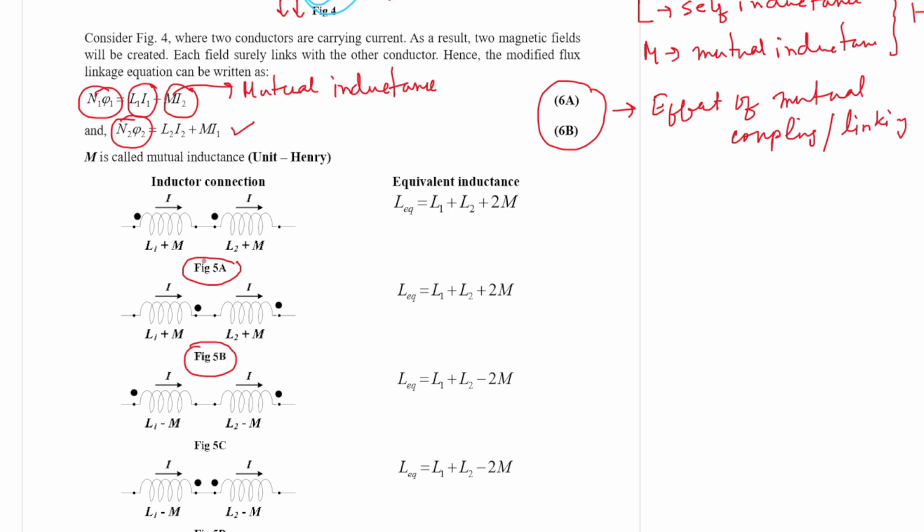In case of additive polarity, the equivalent inductance becomes L1 plus L2 plus 2M. If you neglect the mutual effect, then it becomes only L1 plus L2, with no mutual effect. However, if you consider the mutual effect, then the 2M term comes.